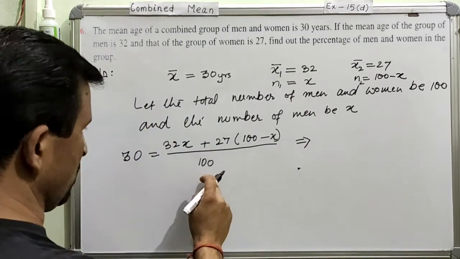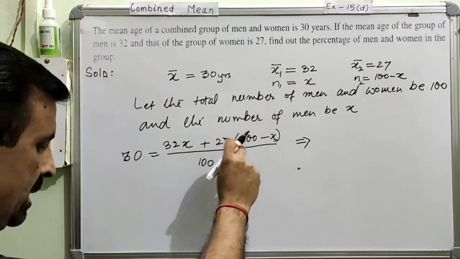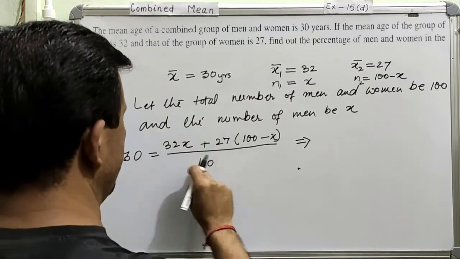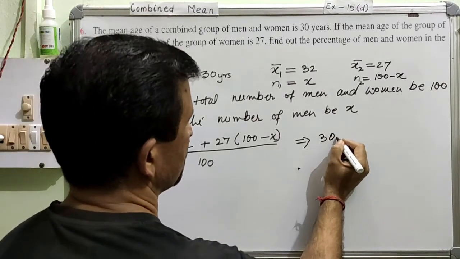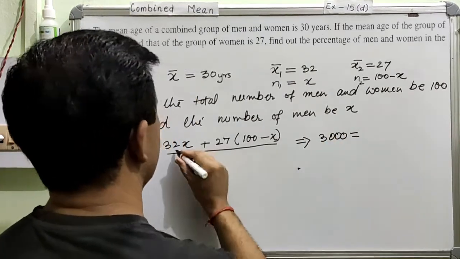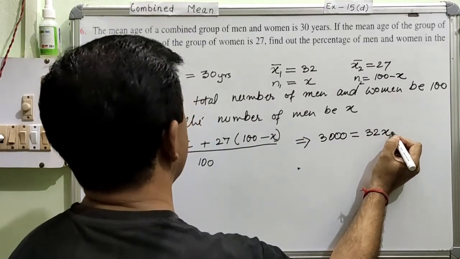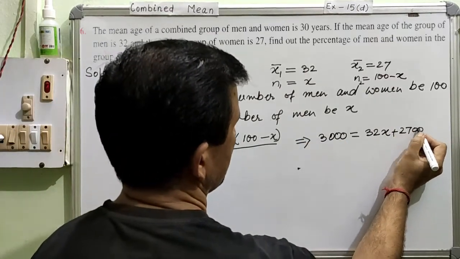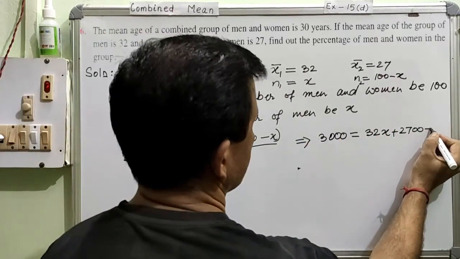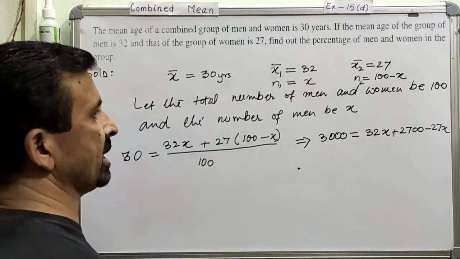Now let us simplify this. Is it okay? First of all, maybe we can multiply this part, and at the same time we can take this 100 to that side. So 100 into 30 will become 3000, is equal to 32x, and then plus 27 into 100, which is 2700, and then minus 27x. Now let us collect the like terms and simplify.